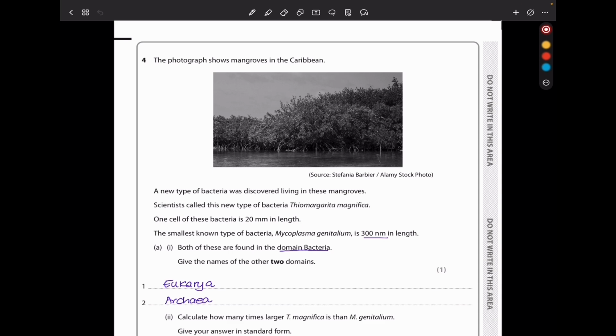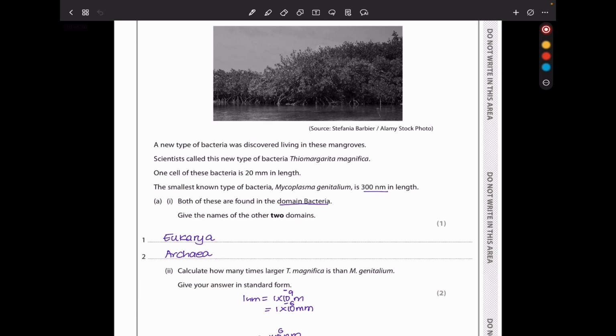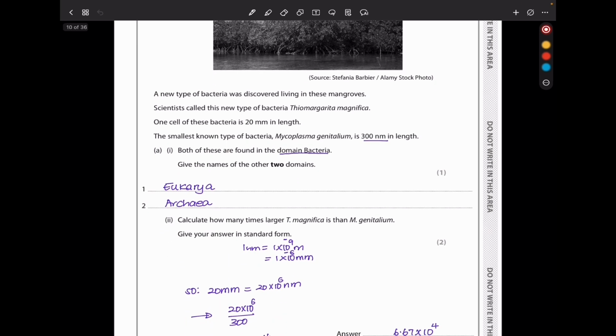One cell of this bacteria is 20 millimeters in length. The smallest known type of bacteria, Mycoplasma genitalium, is 300 nanometers in length. In part A, they say both of these are found in the domain bacteria. Give the names of the other 2 domains. One domain is eukarya and the other is archaea.